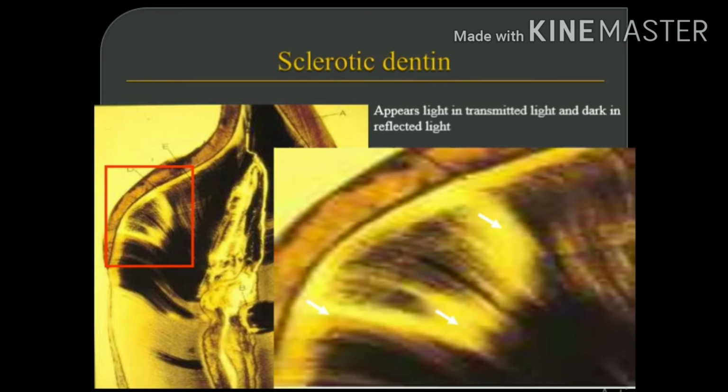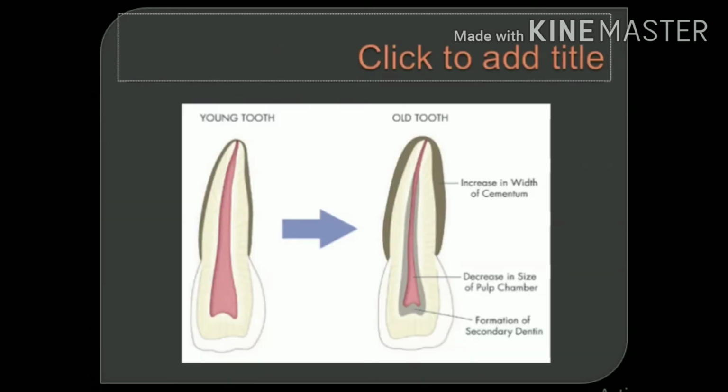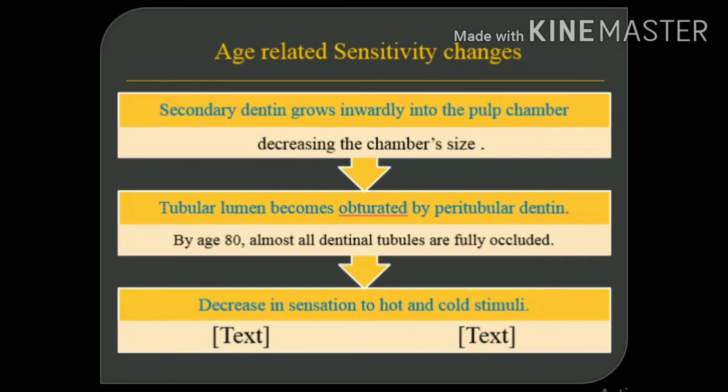Now, if we compare a young tooth and an old tooth, in an old tooth we can see a receded pulp chamber, a very clearly visible increase in width of the cementum, and a lot of secondary dentine deposition. So this picture says it all. Now the age related sensitivity changes. Secondary dentine grows inwardly into the pulp chamber, so it is going to decrease the size of the chamber.